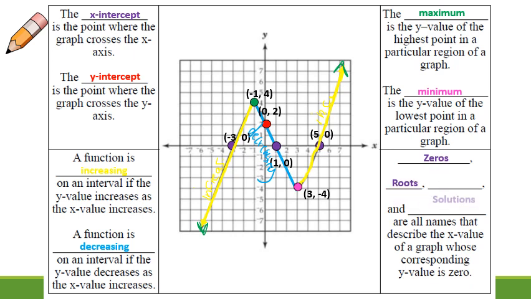This last piece, okay, zeros, roots, solutions, and x-intercepts are all names that describe the x values of a graph whose corresponding y value is 0. In other words, zeros, roots, and solutions are other words we will hear for x-intercepts. Just know that those words are used interchangeably throughout math. Given certain situations, we use our particular word for that vocab. Just know that all of these terms will be used interchangeably.